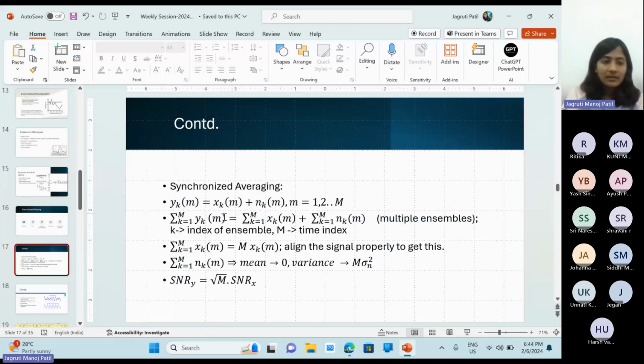Next, some averaging was left in time domain filtering; this also falls into the same domain. One is synchronized averaging. I hope you remember what we saw in ensemble averaging. Can one say the difference between time averaging and ensemble averaging?